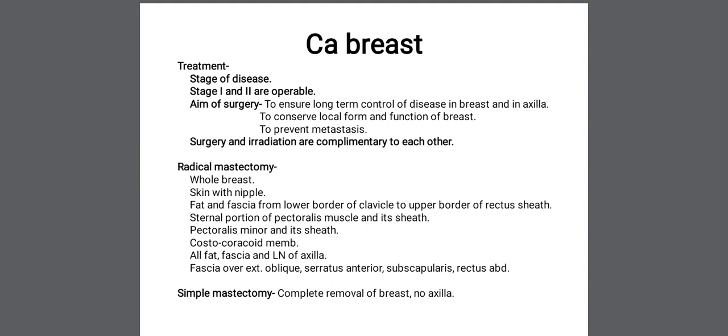Lastly, moving towards the treatment of the cancer of the breast. The treatment of breast cancer is determined primarily by the stages of the disease. The first stage and second stage are operable. You can operate when the patient is in stage first or stage second. The aim of surgery is to ensure the long-term control of the disease in breast and in axilla, then to conserve the local form and the functions of the breast, and to prevent metastasis.